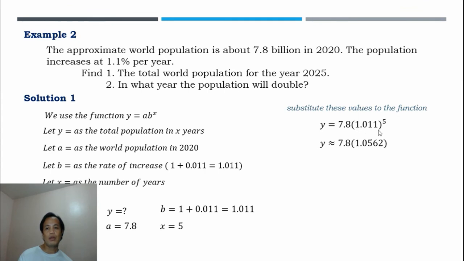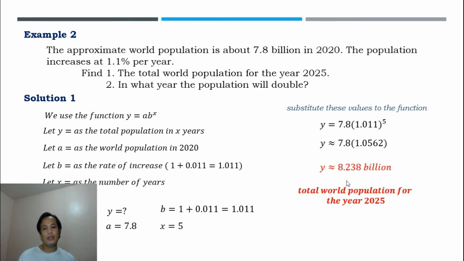1.011 raised to 5 is approximately 1.0562. That's why I use the approximate symbol here. Then we multiply this number by 7.8. So approximately that would give us 8.238 billion. Therefore, the total world population for the year 2025 will be approximately 8.238 billion. Now, for this problem, as you have observed, we simply used the exponential function. We did not use the logarithmic function.